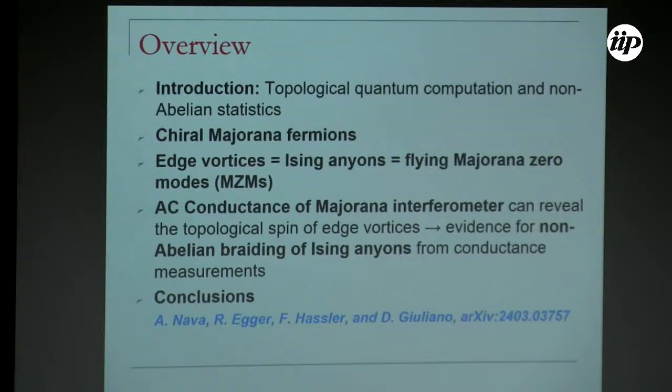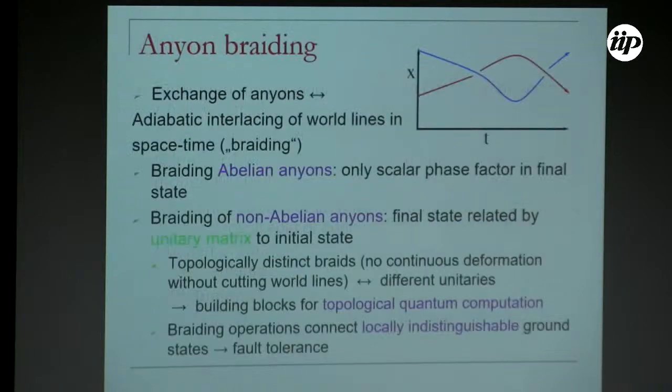And then I will show that by using a Majorana interferometer, you can use the AC conductance, finite frequency conductance, to reveal the so-called topological spin of these edge vortices, which basically means you can probe non-Abelian braiding in conductance. So that's the plan. And let me start with anyon braiding.